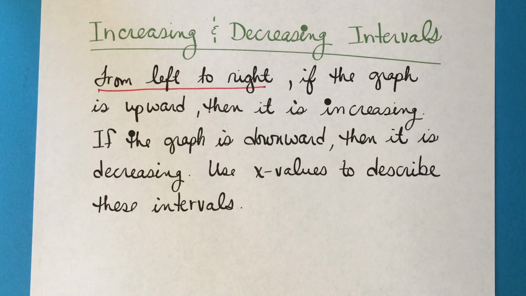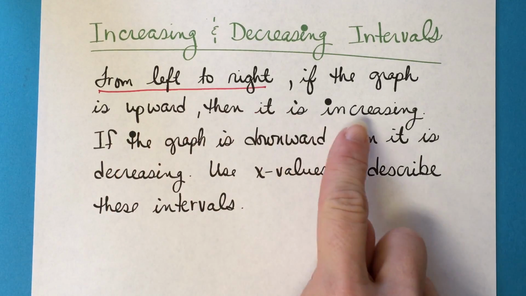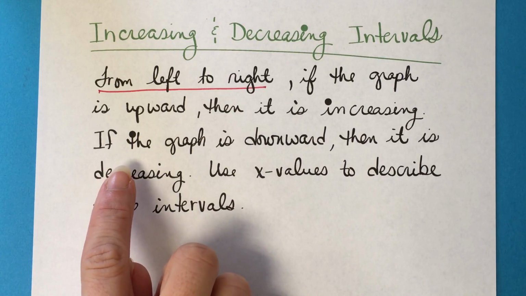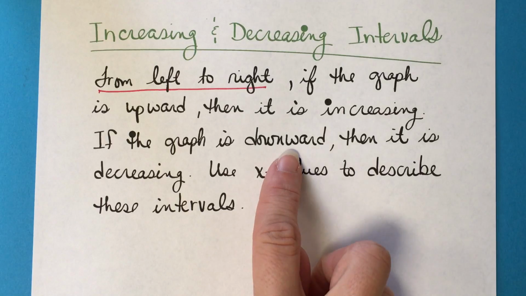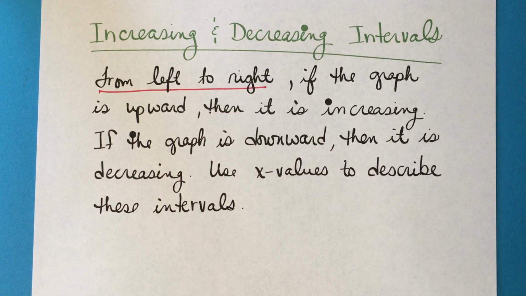As you look at it from left to right, if the graph is going up, then that's a section that's increasing. Again, as you're looking from left to right, if the graph is going down, then that's a section that's decreasing. So that should be pretty easy to remember, because if it's going up, it's increasing. If it's going down, it's decreasing. Going up and going down is basically like going up a hill or going down a hill, and you'll understand exactly what that means when we look at a picture.